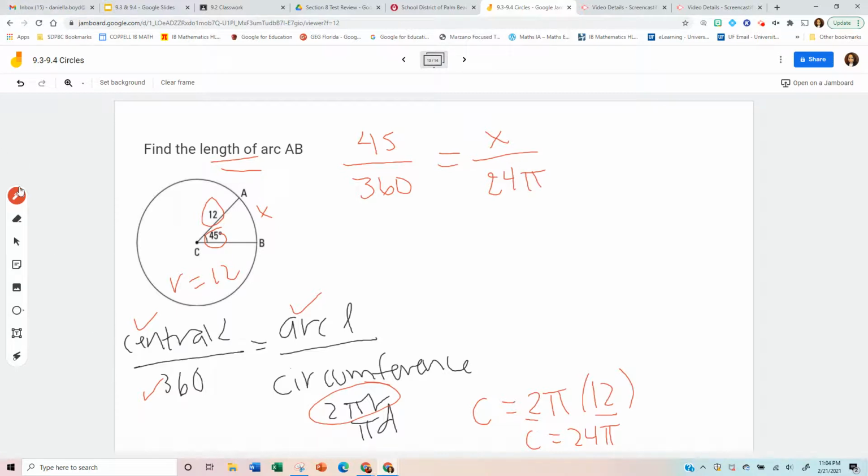We're going to do exactly what we did in the previous example. We're going to crisscross, right? Cross multiply in order to solve from here. So I get 360 times x is always 360x. Hopefully you're picking up a pattern when you're looking for arc length. And then I'm going to do 45 times 24 pi. Remember that you multiply the regular numbers together. Okay. So what do you know? I'm getting the same exact value as the previous one.